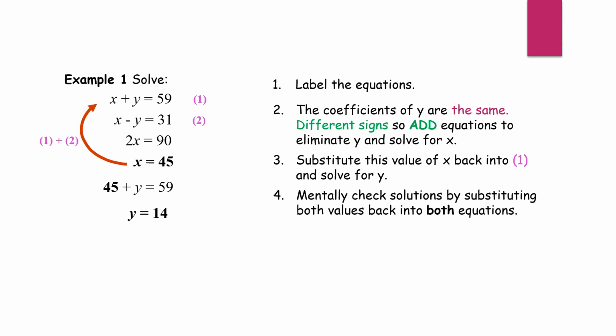The final thing we need to do is mentally check the solutions by substituting both values back into both equations. So 45 plus 14 equals 59 means that equation 1 is true, and 45 take away 14 equals 31 means that equation 2 is true, and so our solutions for these linear equations are x equals 45 and y equals 14.